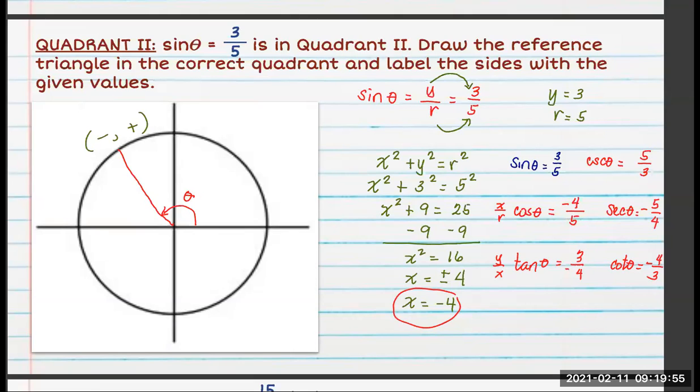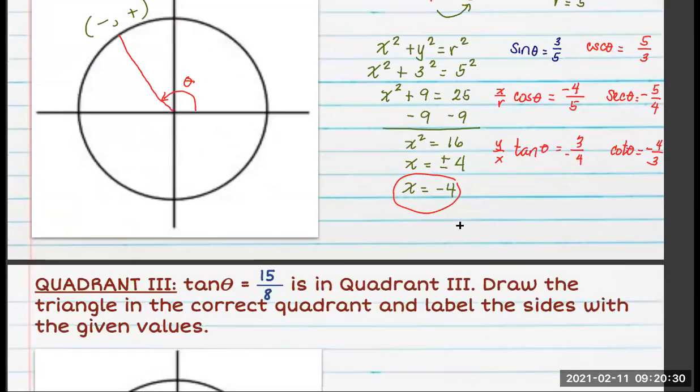So you should know all three, the x, the y, and the r. You would always know two of them. You'd always know two values, and you have to find the third value. And you know, r is always positive. So there's no question about it. Now, the sign of the x and the y would depend on the quadrant where the terminal side of theta is. All right? So let's move on to the next one.